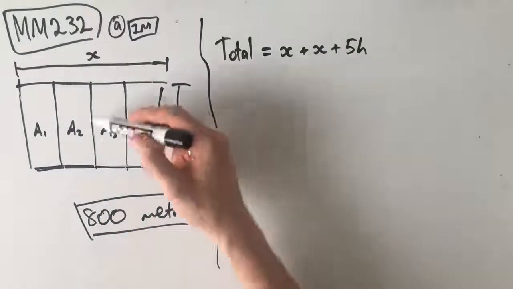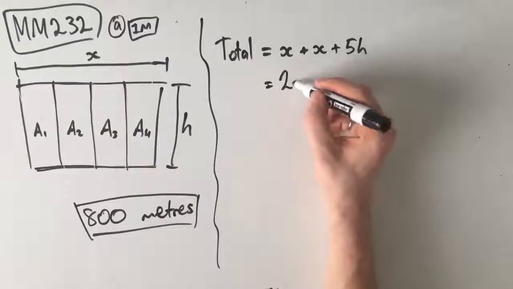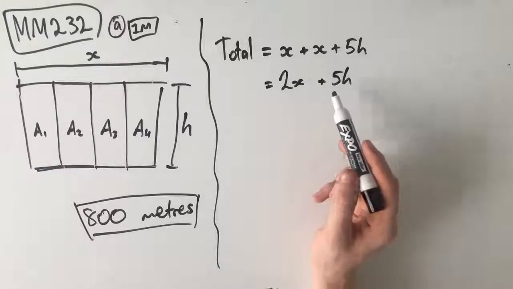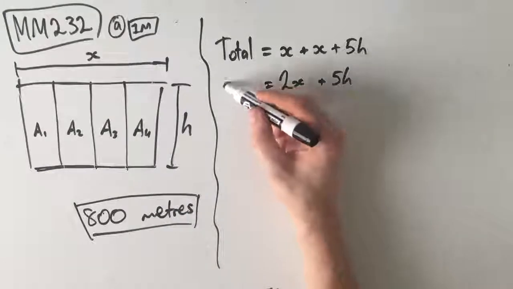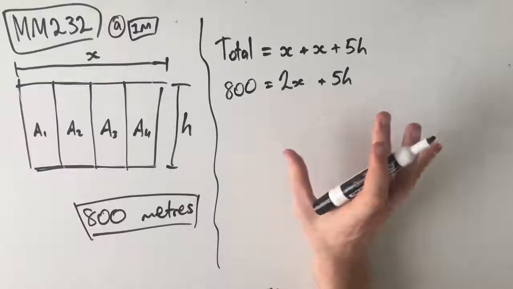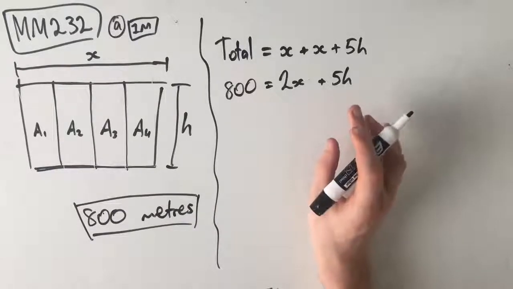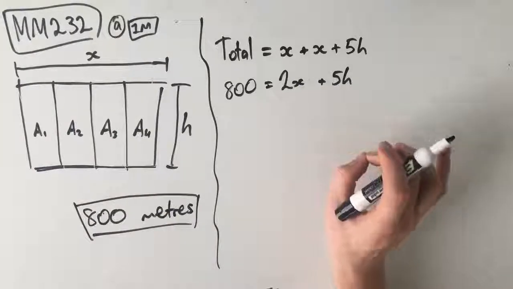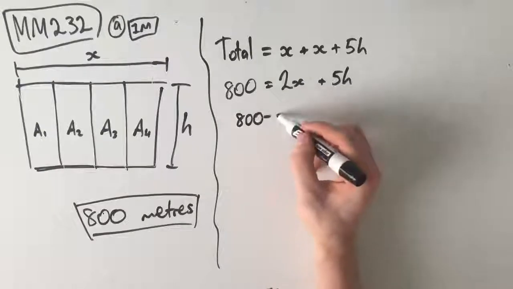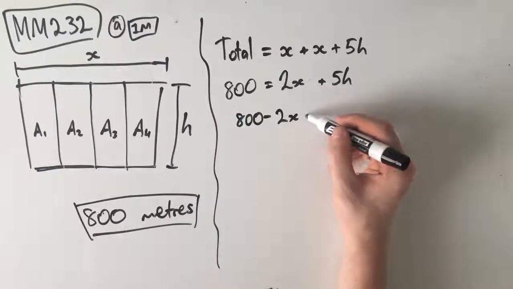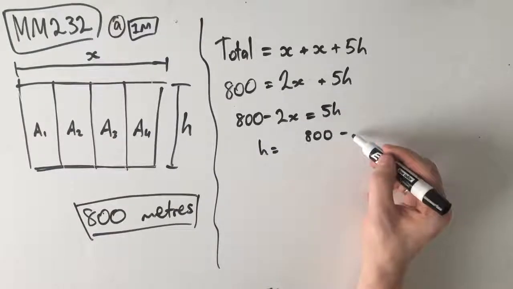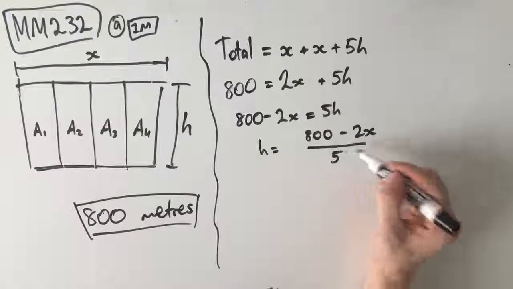So this is one length, and then we do that 5 times, which means that our total fencing length is going to be 2x plus 5h. We know that our total fencing is 800 meters, which means that this total fencing is 800. What are we looking for? We're looking for an expression for h in terms of x, which means all we need to do is get h by itself in terms of x. So the way we do that is we get 800 take 2x equals 5h, which means that h is equal to 800 take 2x over 5.